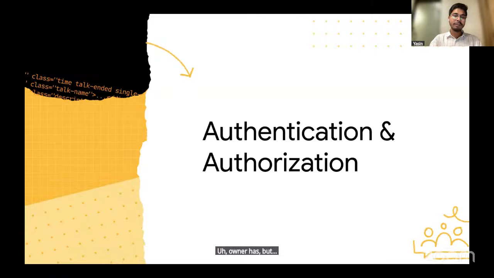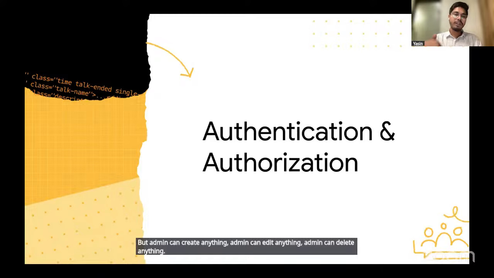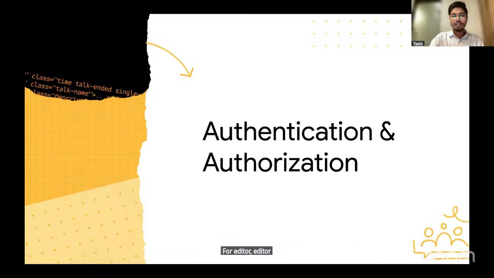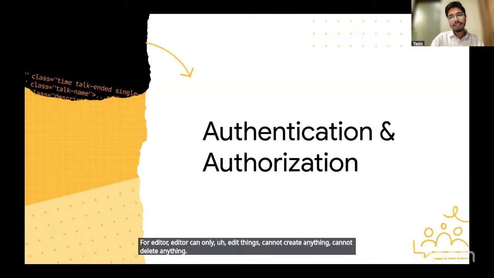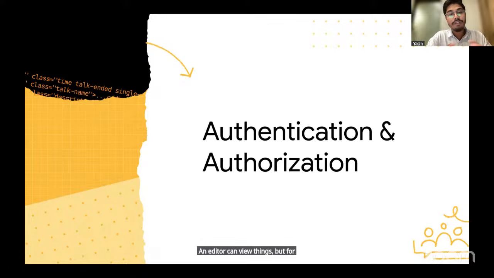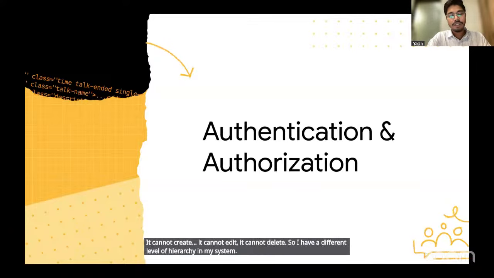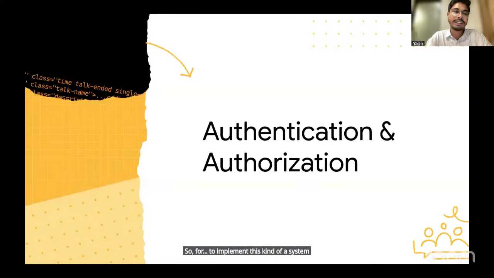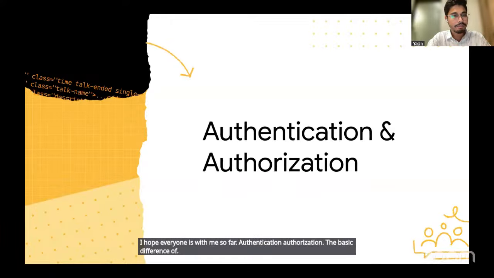But the admin cannot delete anything. But admin can create anything. Admin can edit anything. The editor can only edit things, cannot create anything, cannot delete anything. And the editor can view things. But the viewer can only view everything. It cannot create, it cannot edit, it cannot delete. So I have different levels of hierarchy in my system. To implement this kind of system, we need authorization. I hope everyone is with me so far. Authentication, authorization, the basic difference of both. Great.